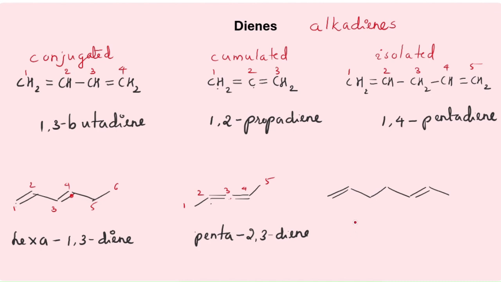Now let's take this last molecule. So 1, 2, 3, 4, 5, 6, 7. There are 7 carbons. Therefore, I'm going to call this hepta. What position do we have the double bond? 1 and 5. 1, 5 diene. These are some of the simple diene molecules.